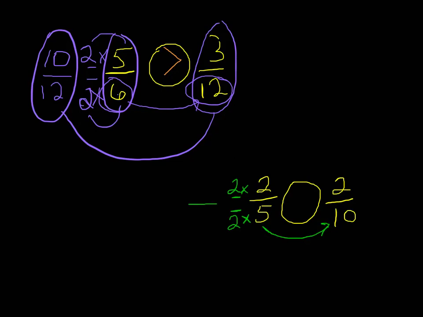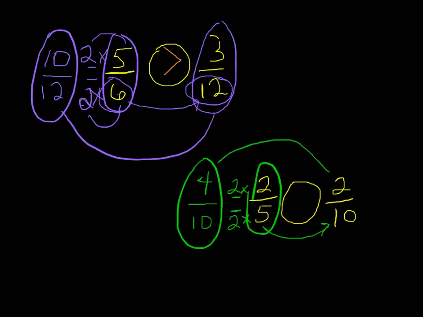So 2 times 2 is 4. 5 times 2 is 10. So 4/10 is equivalent to 2/5. Those are the same. And now I can look at 4/10 and take a look at 2/10. I definitely know 4/10 would be more than 2/10. So with that in mind, 2/5 is greater than 2/10.